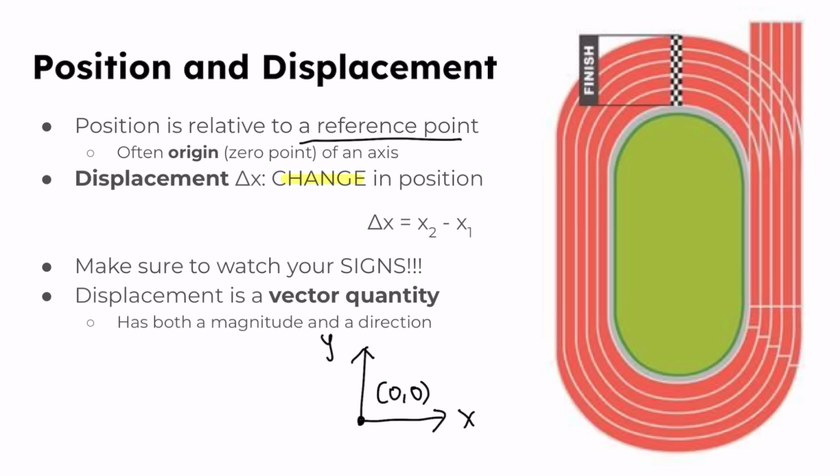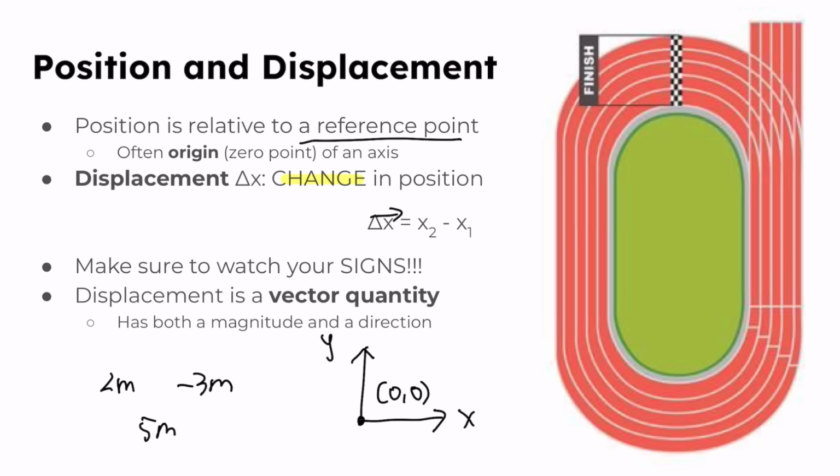Make sure to watch your signs. Let's say your final position is at 2 meters on the x-axis, and your initial position was at negative 3 meters. If you subtract negative 3 meters from 2 meters, you get 5 meters, not negative 1 meters. So make sure you watch out for your signs. Displacement is also a vector quantity, so there should technically be an arrow here. It has both a magnitude and a direction.